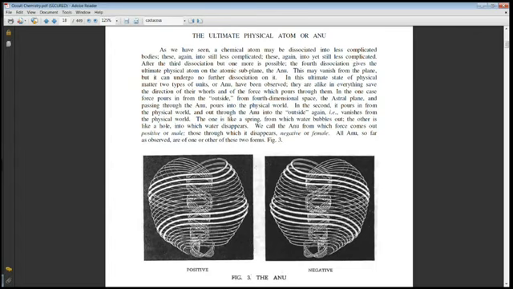In this ultimate state of physical matter, two types of units, or Anu, have been observed, and that's the positive and the negative that you see here below. They are alike in everything save the direction of their whorls, which are these things that move around the outside of it. Those are whorls. And the force which pours through them. In the one case, the force pours through them to the outside, and this is from the fourth dimensional space, the astral plane, and passing through the Anu, pours into the physical world.